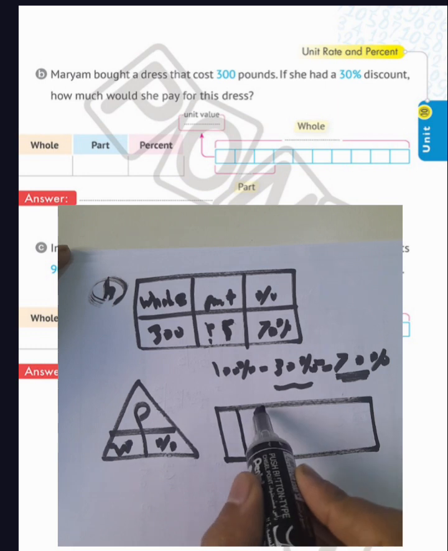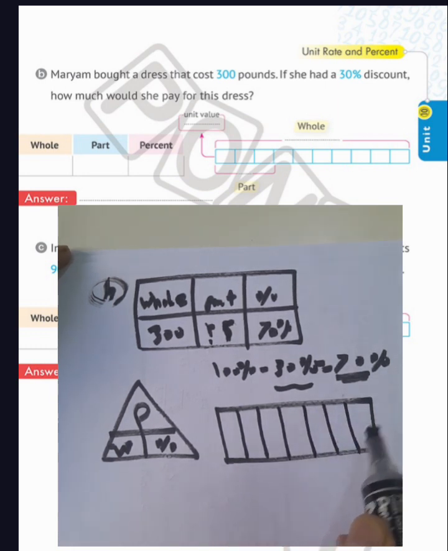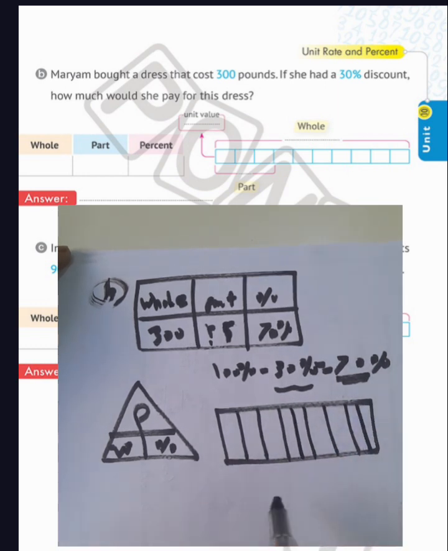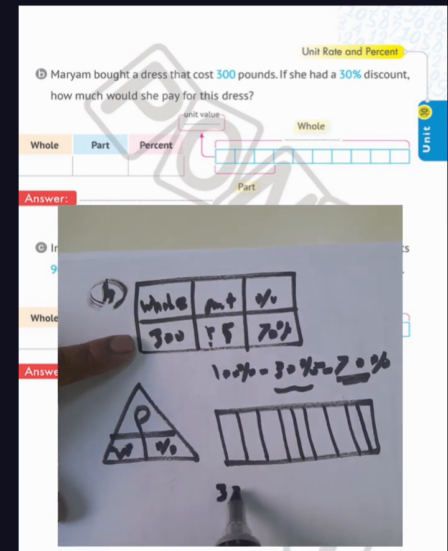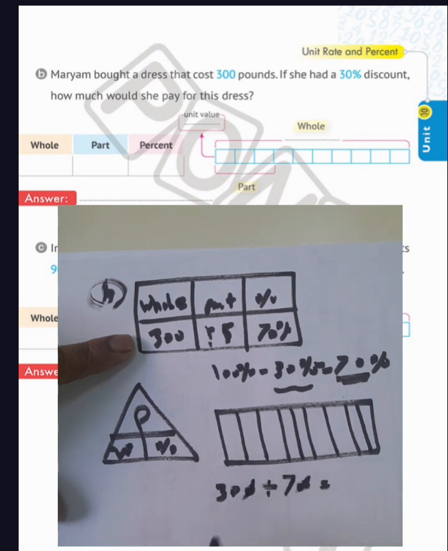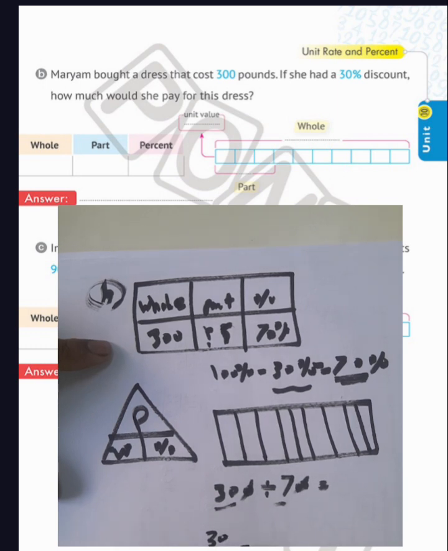But we won't find it using this method. Then you must draw this table and divide it into 10 parts: 1, 2, 3, 4, 5, 6, 7, 8, 9, and 10. And we have 300 here. We can divide it by 70, cancel 0 by 0, and then 30 divided by 7. 3 times 7 equals 21, 4 times 7 equals 28, and remainder 2. It's 4 and 2 over 7.